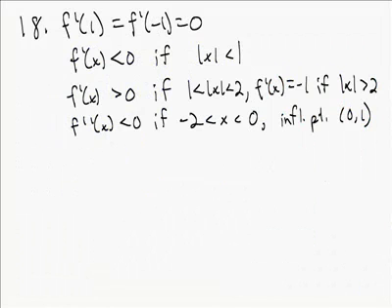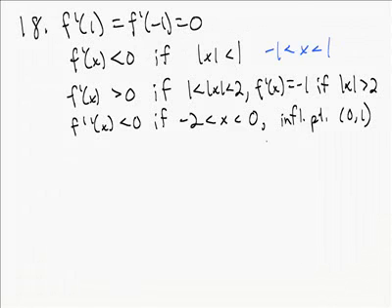Next problem we want to look at is number 18. We're asked to sketch a graph of a function that satisfies all these conditions. We want the derivative at 1 and the derivative at negative 1 to be 0. That means the function is going to turn at those points. We want the derivative to be negative anytime the absolute value of x is less than 1. So that's going to be between negative 1 and 1. That's all we mean there.